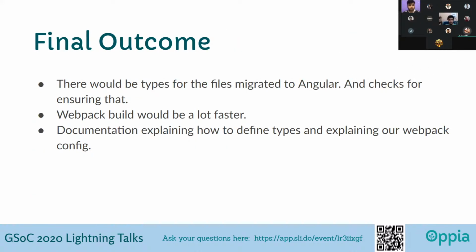So when the project is completed, there will be types for all the files migrated to Angular, and there will be CI checks for ensuring that the conventions are also maintained in the future. There will be types for the third-party libraries we use and checks for that as well. Webpack build would be a lot faster. There will be a guide on defining types and explaining how our Webpack config works.